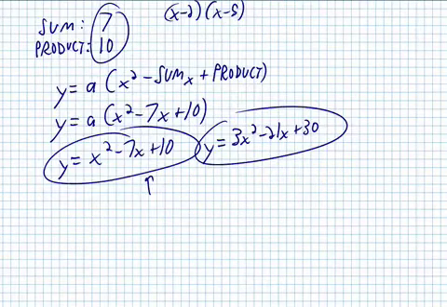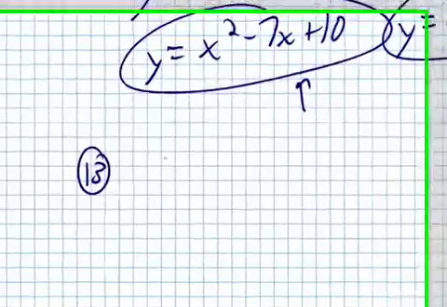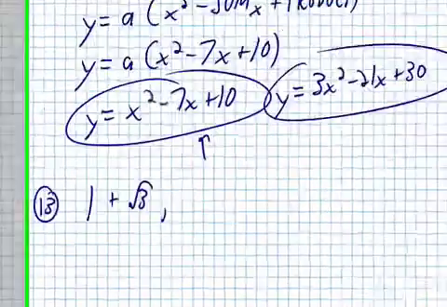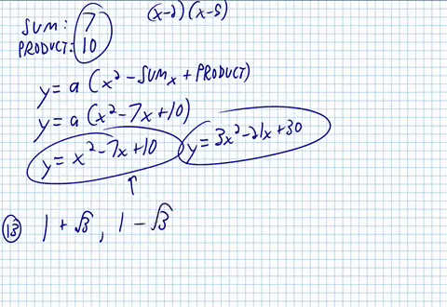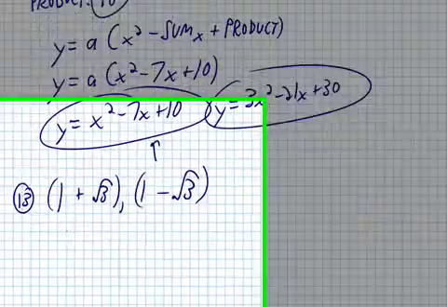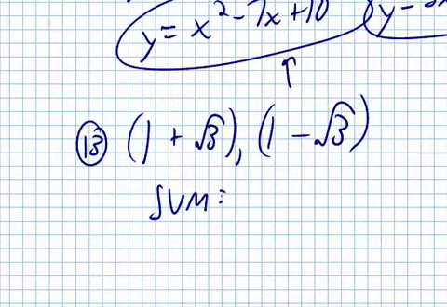Let's do one more example, like number 13, where you have roots of 1 plus radical 3, and 1 minus radical 3. And these would be your two roots. We do the sum, which means you add them. 1 plus 1, root 3 minus root 3, so that goes away.